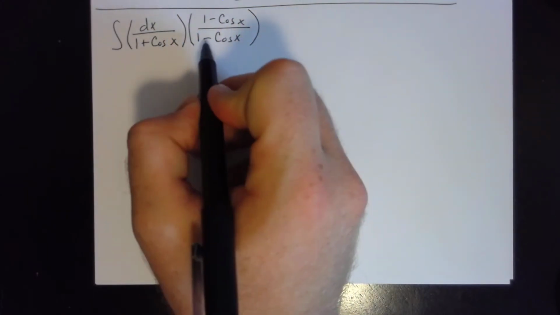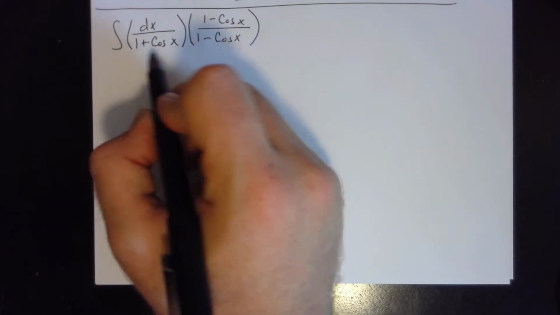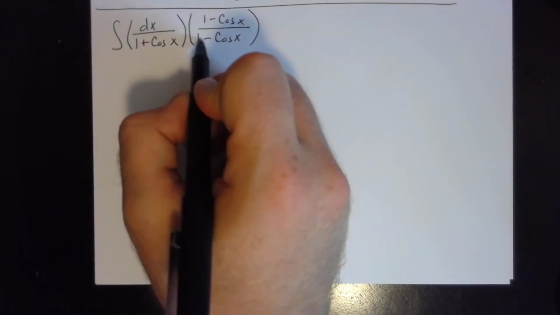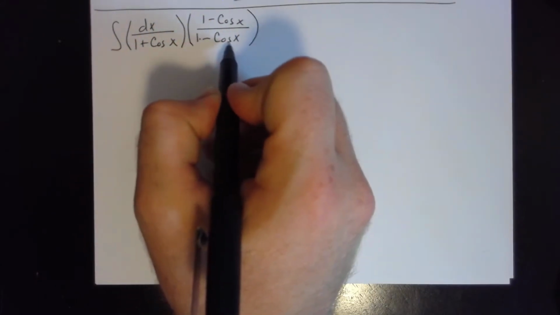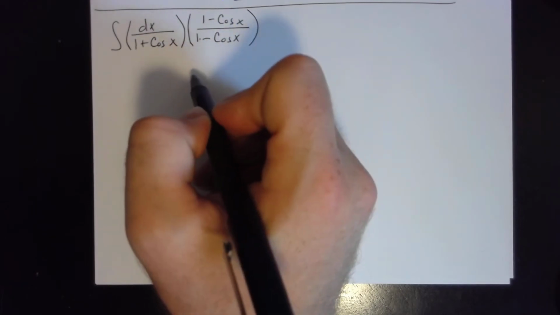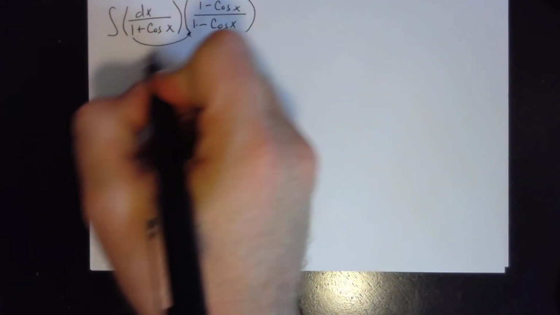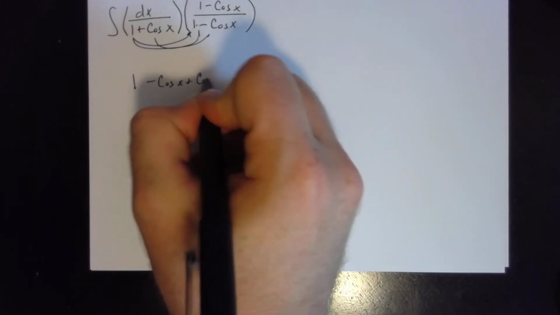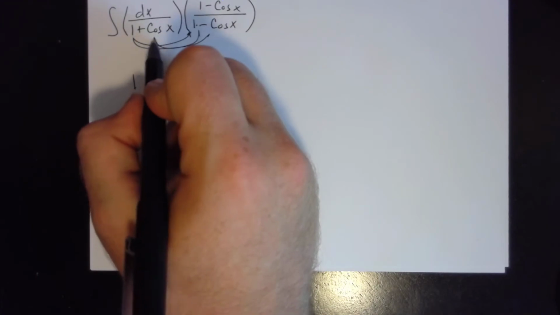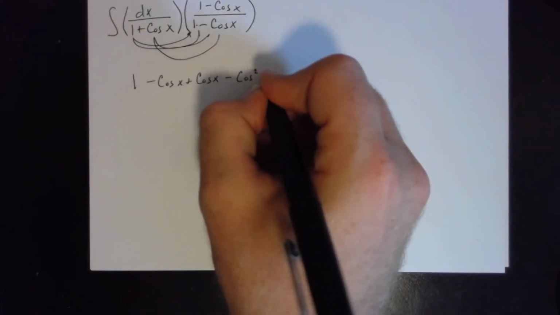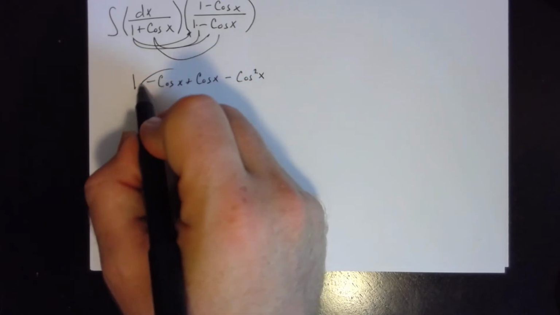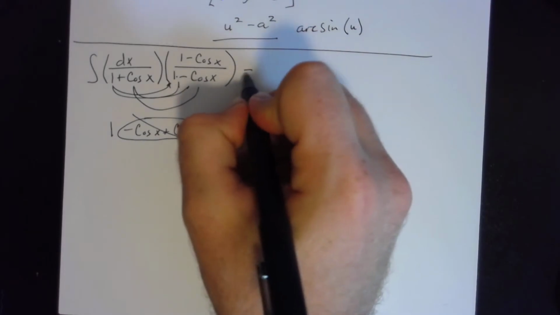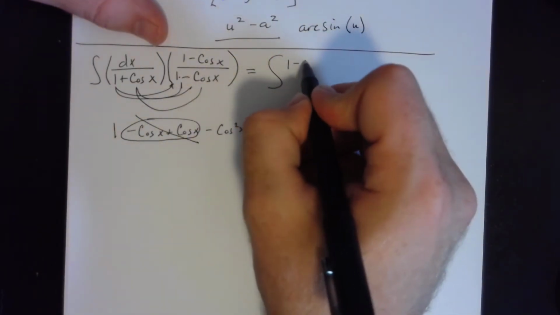What's nice about the conjugate is that when you multiply all of these pieces, foiling out the denominator, the 1 and the 1 will be left, the cosine and the cosine squared will be left, but all the middle terms will disappear. So I'm going to have 1 minus cosine of x plus cosine of x, and those two terms will cancel out, and then finally minus cosine squared x. So these two terms in the middle will cancel each other out perfectly, leaving us with 1 minus cosine squared. So this integral becomes the 1 minus cosine x on top.